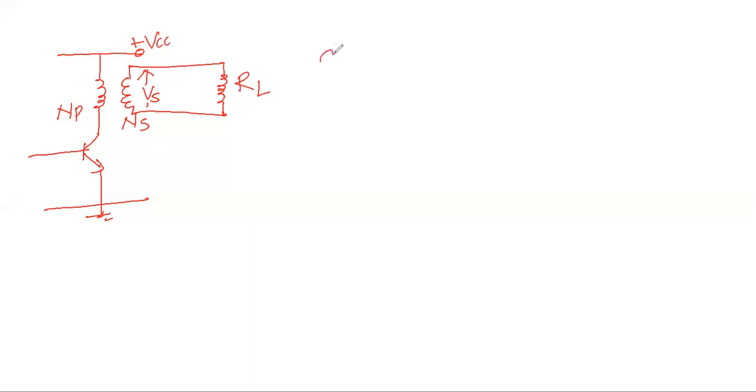As you know, the turn ratio we can compute using NP divided by NS. To transfer the maximum power, you have to equate Z out to Z load. You have to match the load impedance to the source impedance. So you can write down the equivalent circuit for this one, something like this.